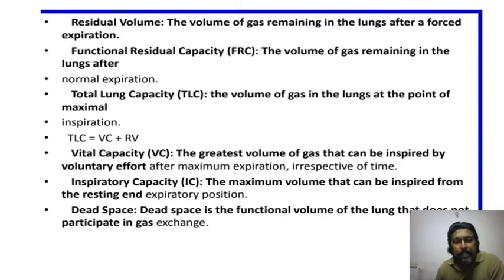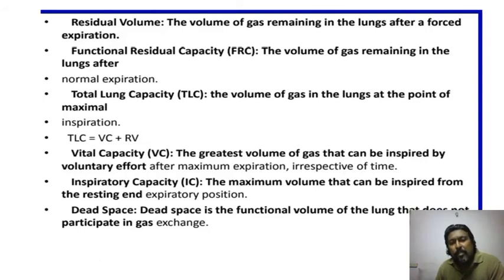So vital capacity is the greatest volume of the gas that can be inspired by voluntary effort after maximum expiration, irrespective of the time. Look, vital capacity. So what does it mean? Here, one important word that you have to note down is voluntary effort. Generally, we don't do it; generally, we do it involuntarily. So it's a conscious effort which you are doing. So this is the greatest volume of the gas that can be inspired with a voluntary effort. It's not a normal effort, it's a voluntary effort, right?